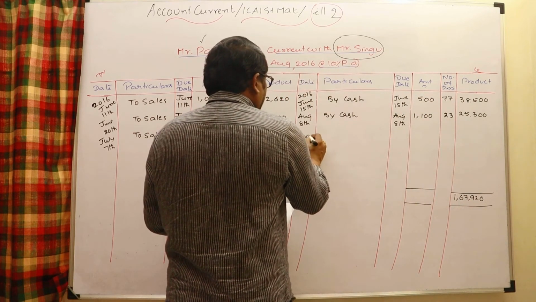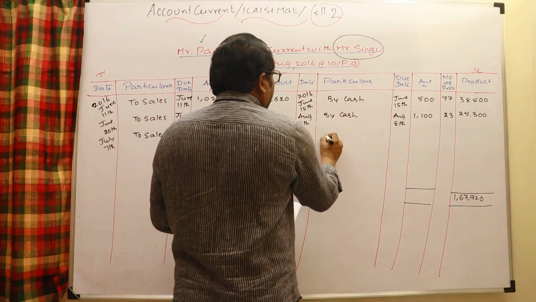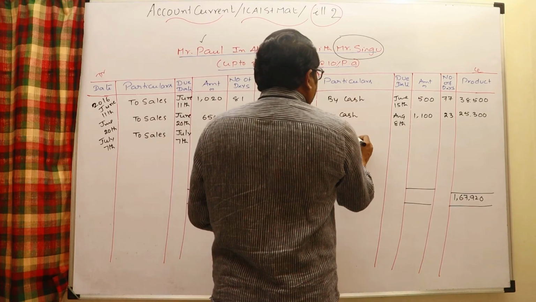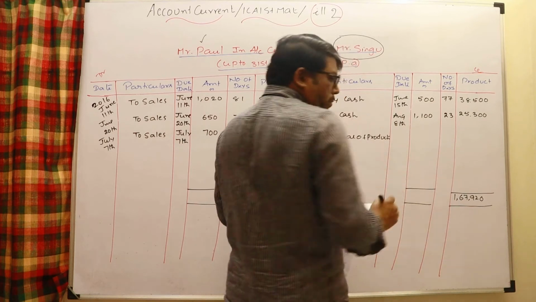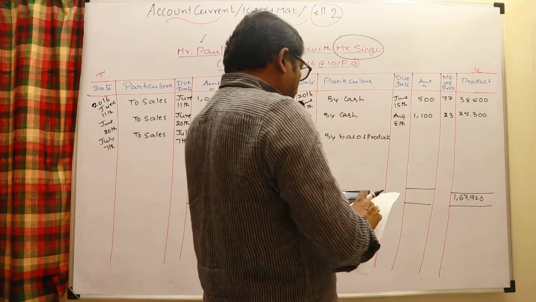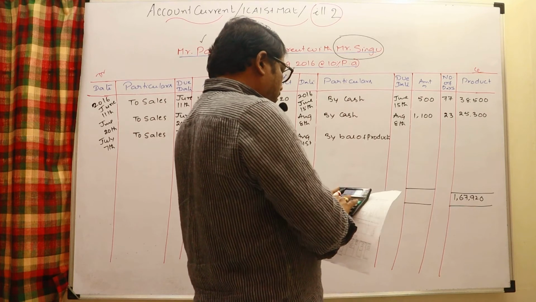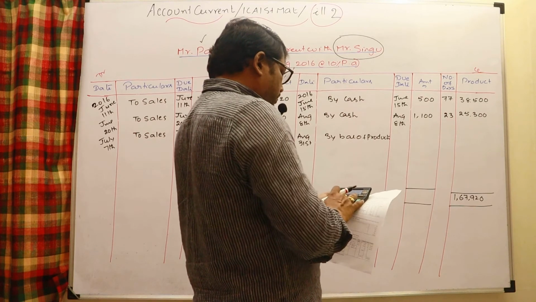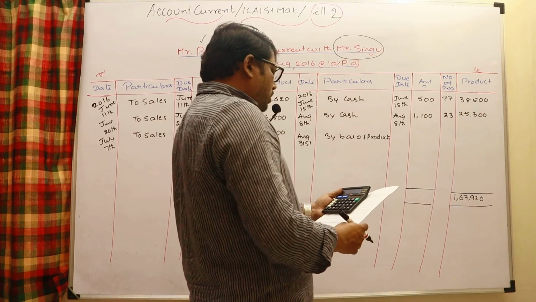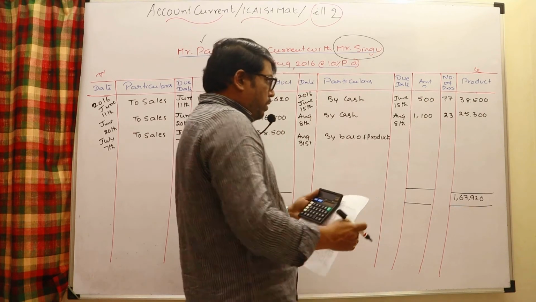Get the product balance. This is on August 31st, by balance of products. 1,67,920 minus 38,500 minus 25,300. The resulting balance of product is 1,04,120.